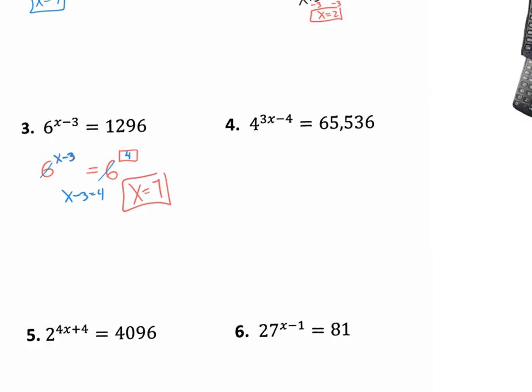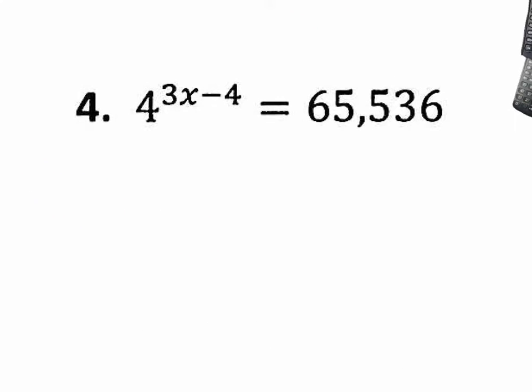Too easy to mess up on. And you're like, what? 65,500? So what? You're not even going to think about it. You're just going to use a calculator, right? Oh, I got it.